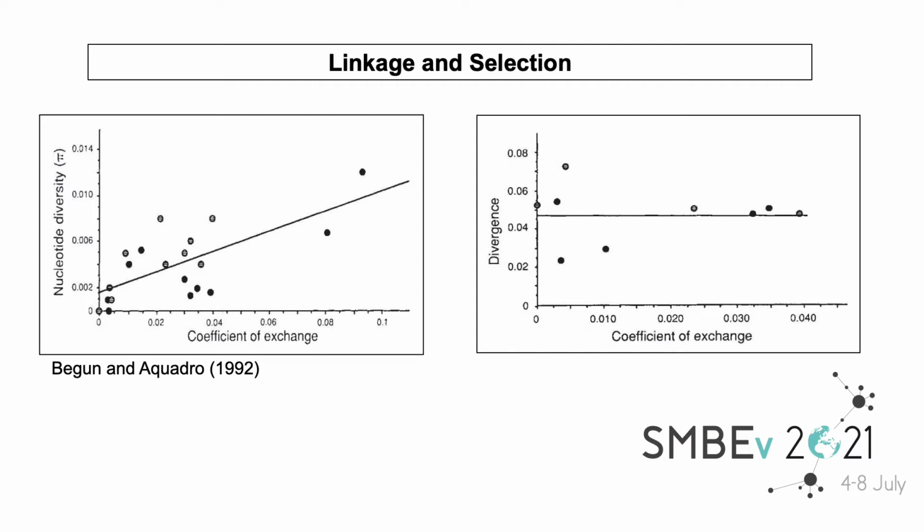This matters because it showed that recombination was not obviously mutagenic per se and could not explain the relationship observed within species. This is really exciting and one of the early tests of the neutral theory.